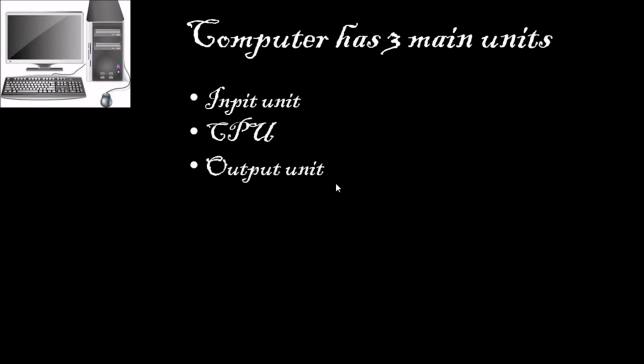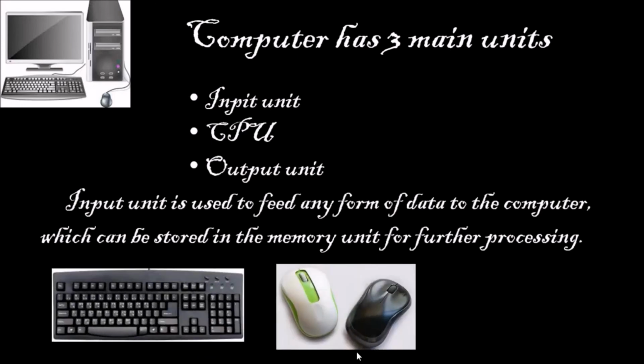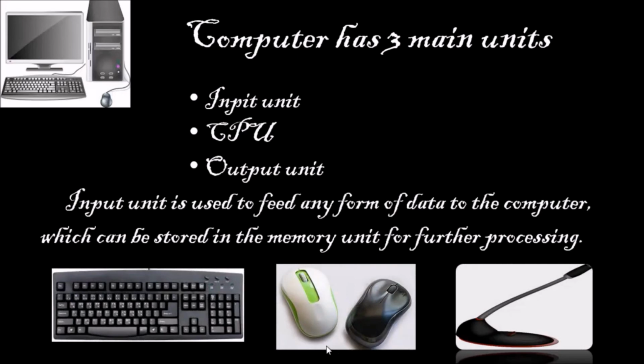We'll see the functional components of a computer. A computer has three main units: the input unit, the CPU, that is the central processing unit, and the output unit. The input unit is used to feed any form of data to the computer, which can be stored in the memory unit for further processing. For example, keyboard, mouse and mic are input units. They give information to the computer.